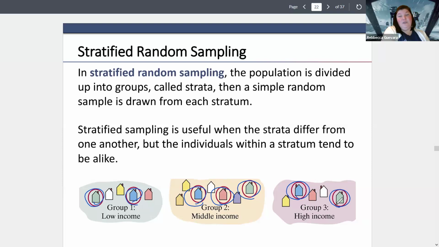Stratified sampling is useful when the strata differ from one another, but the individuals within the stratum tend to be alike. So the strata are different from each other. Low income may be more likely to vote for, we'll say, the purple party out of a green and purple party. High income is more likely to vote for the green party. Maybe the people in the middle are more likely to vote green too. Who knows? But the fact is that we want something that's very representative of what's going on.